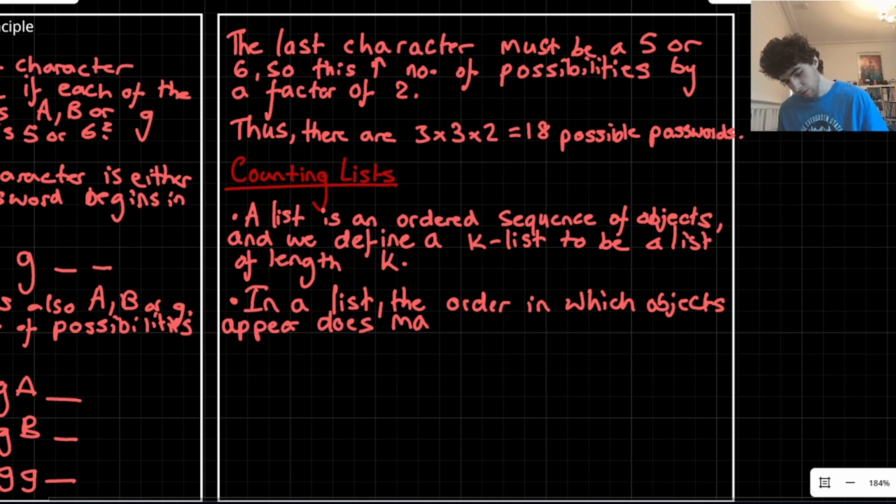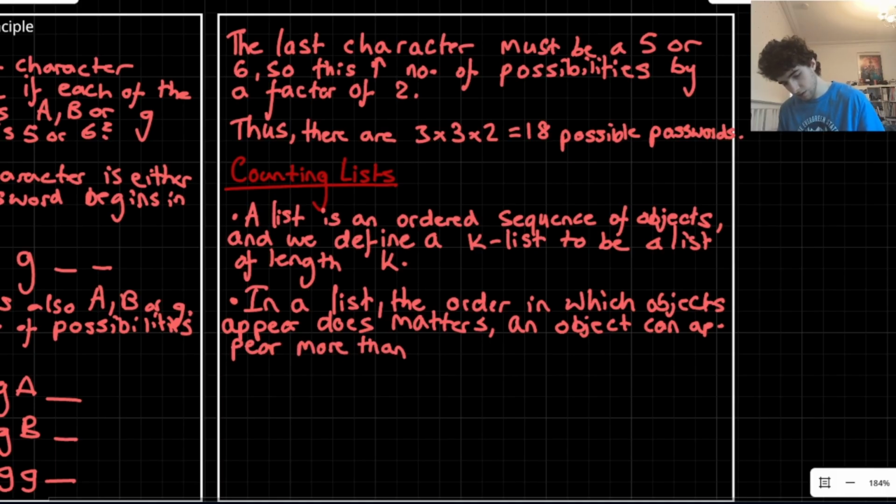Okay, so you're going to get two different passwords from two different orders effectively. So a password is just like a list. And the other important thing that we care about is repetition. A list doesn't necessarily, I mean, you can choose whether or not you want your list to care about repetition. So you can say an object can appear more than once in a list, unless forbidden by the constraints of the problem.